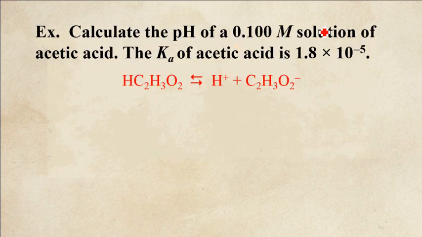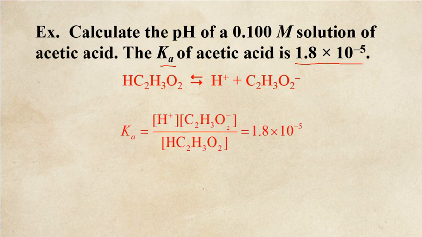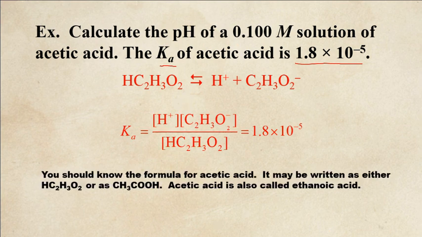So here we go. Let's do one. Calculate the pH of a 0.1 molar solution of acetic acid. We know acetic is not one of our strong acids. Here is its Ka value. You'll probably know that in about a week. Won't forget it. So here is our written reaction. Here is our equilibrium expression with our Ka value.